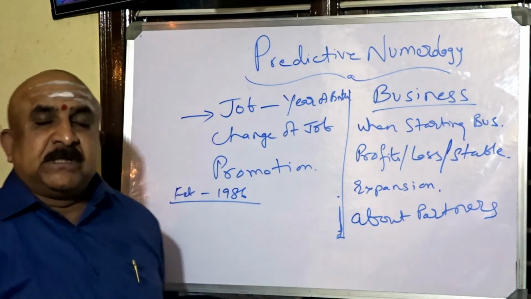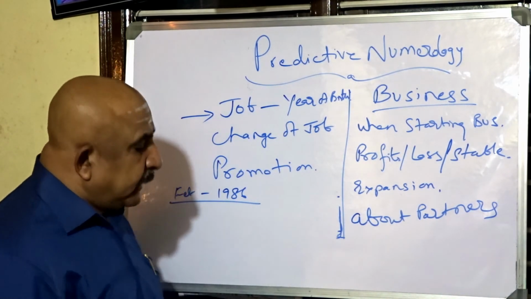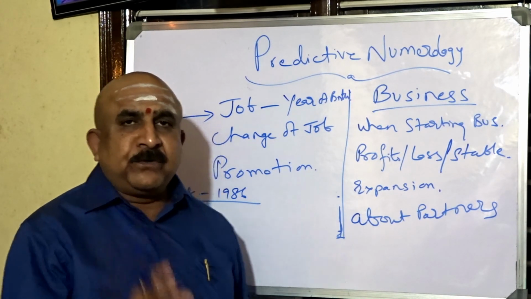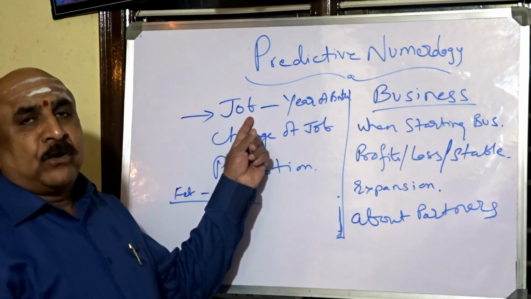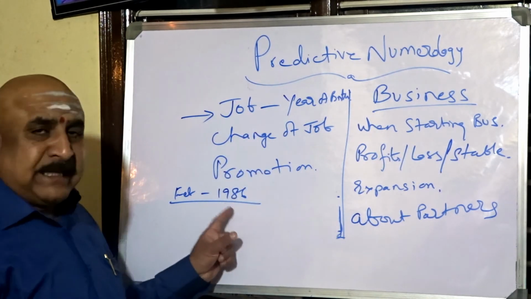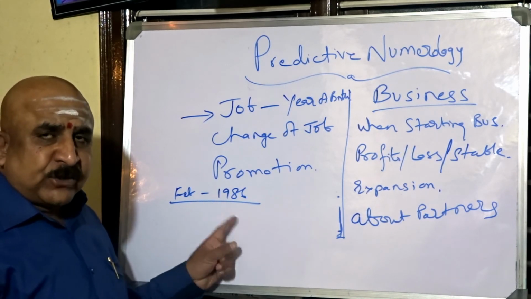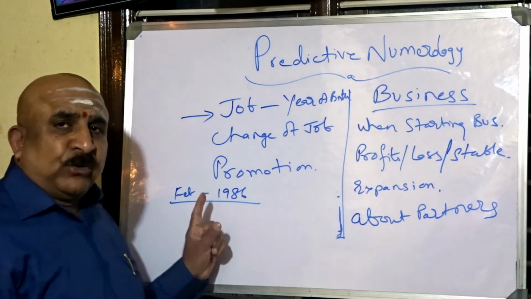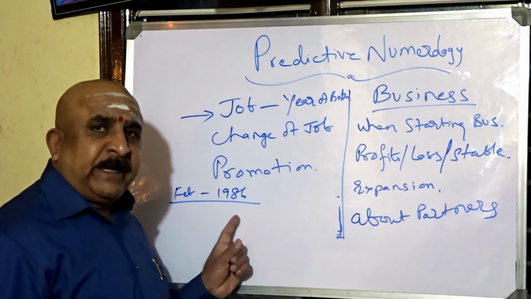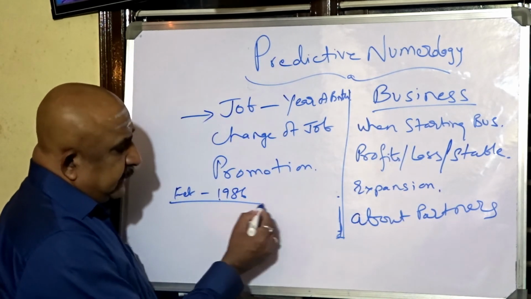The next question, change of job. Now that is important here. Any changes will happen according to the incident already happened, according to the date of the incident already happened. The next change can be traced only from the date of happening. The first happening was the job, that was 1986. So the next change in the job will be from 1986. How many years? 6 years.